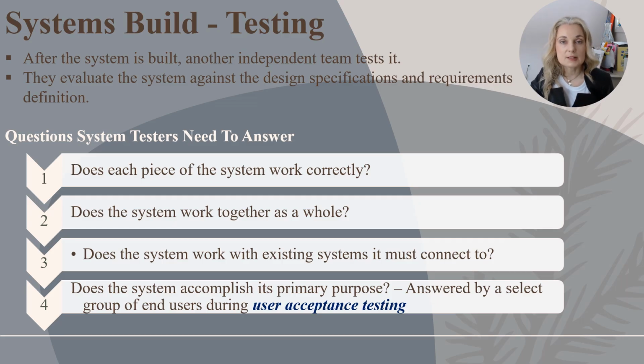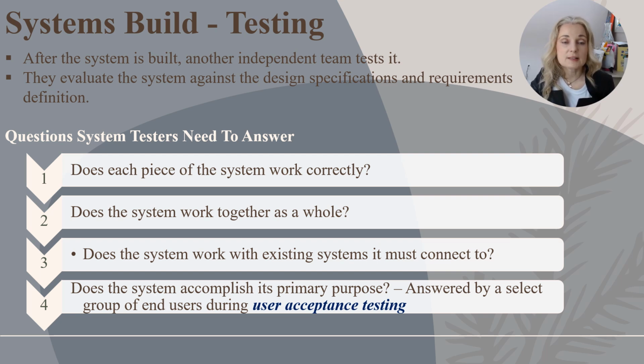Now that the system is built, it needs to be tested by an independent team. As you probably know from your own reviewing of your own work, it is much easier to have a third party review your work. They're more likely to find errors and problems. We as humans often see what we want to see versus what's on that page. So it always helps to have a fresh set of eyes. And this independent team evaluates the system against the design specifications and requirements definitions to ensure that what was built is exactly what was wanted.